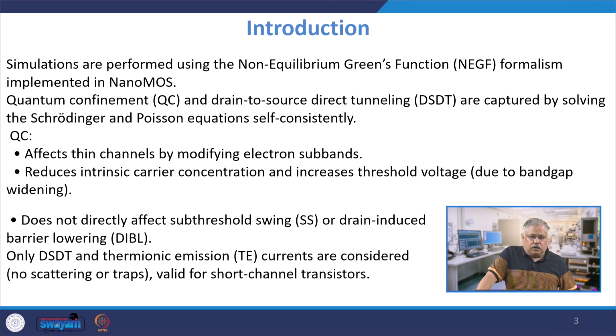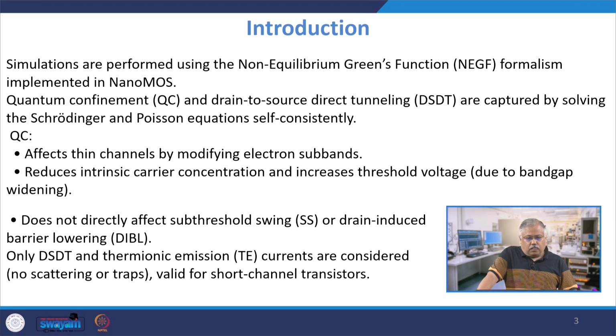Now, over a period of time, device modeling people have used self-consistent solutions of quantum confinement and the Schrodinger equation. The Schrodinger equation can again be of two types, time independent and time dependent, and depending on whether it is time independent or time dependent, you can do a transient analysis or a DC analysis.